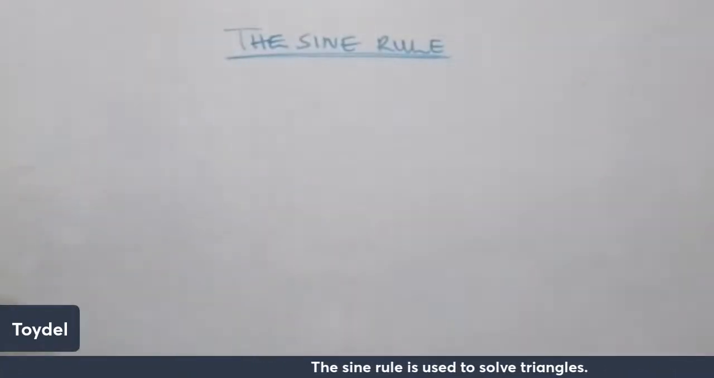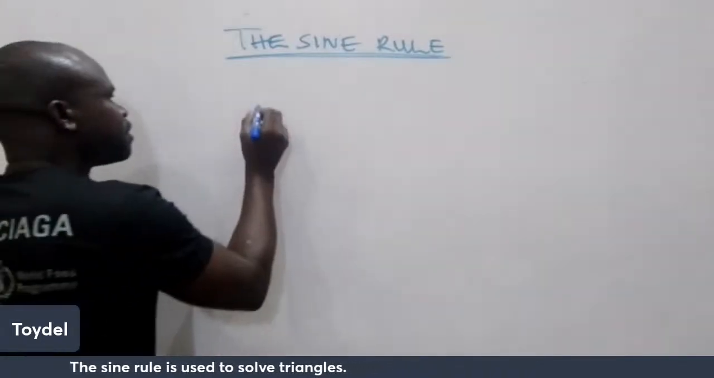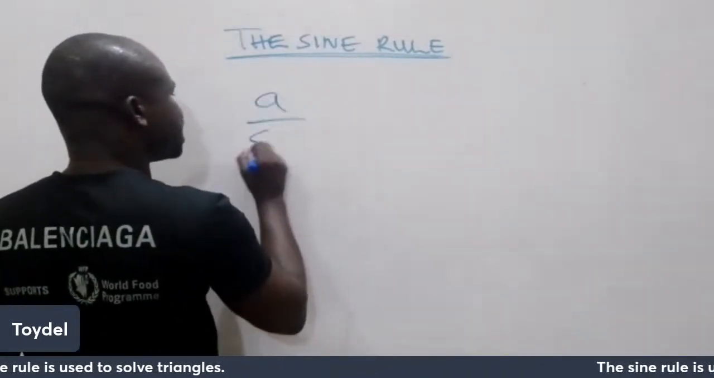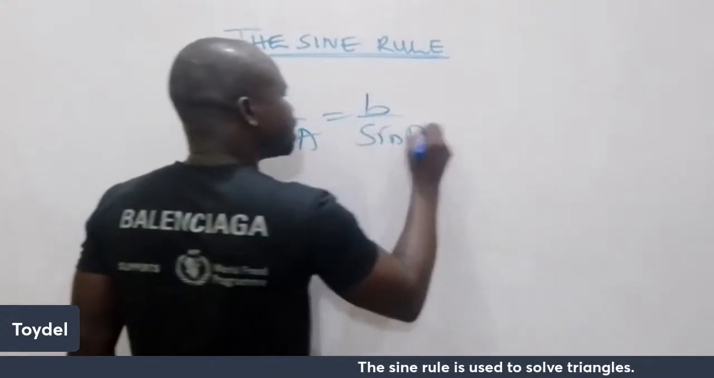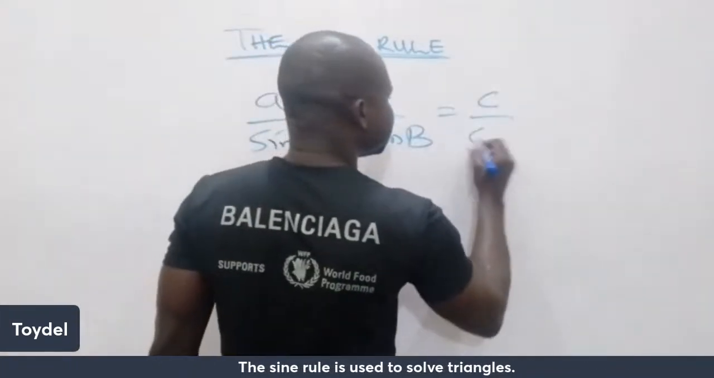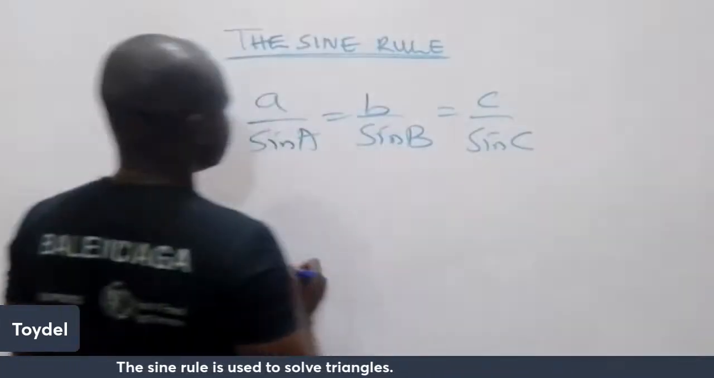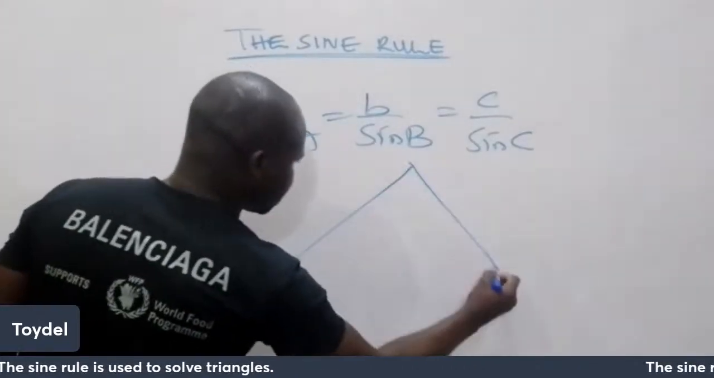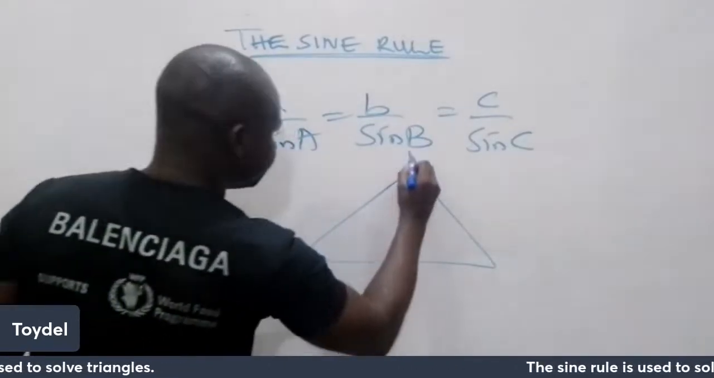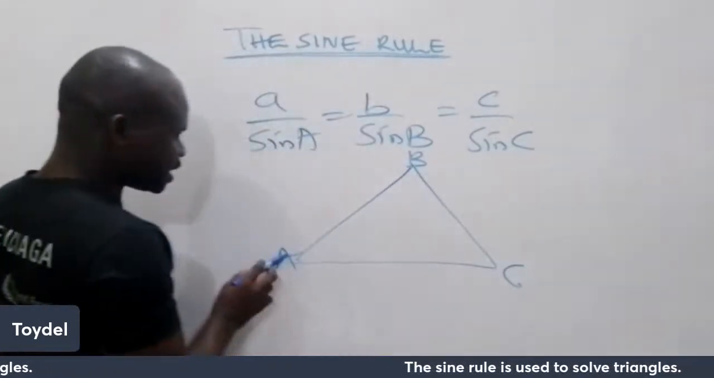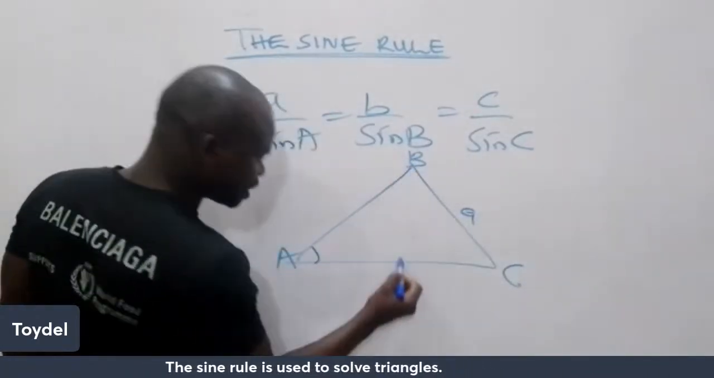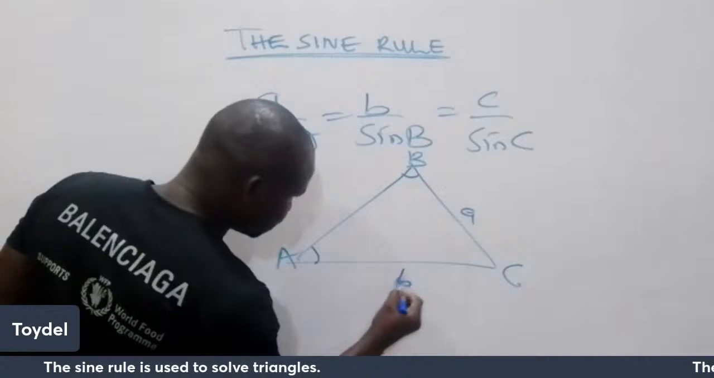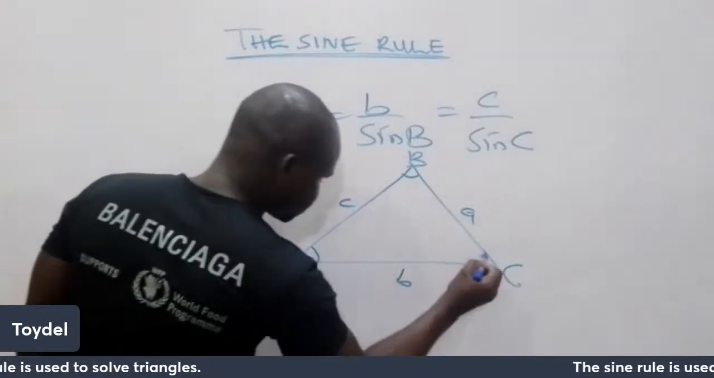Then the sine rule we are talking about, what is the formula? We have a over sine A is equal to b over sine B, and it's equal to c over sine C. If you have a triangle ABC, the side that faces angle A is denoted as small a, the one that faces angle B is denoted as small b, and the one facing C is denoted as small c.